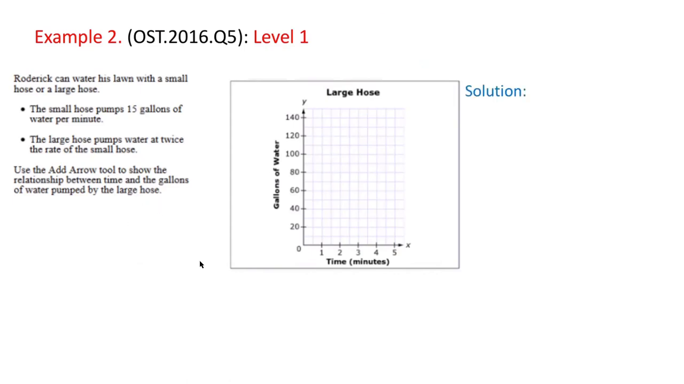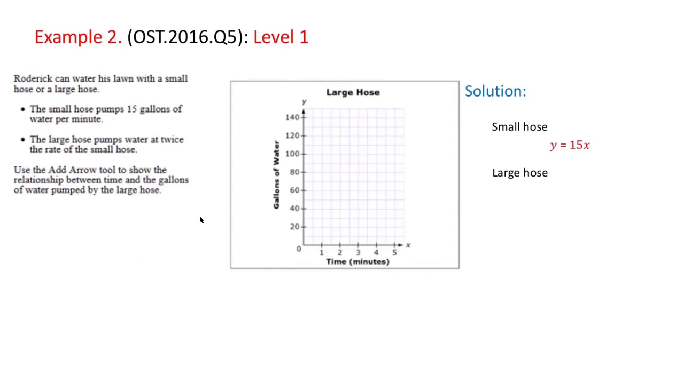hose. Okay, here's how you set it up. Small hose, what do we have? It's 15 gallons per minute. So your equation is y is equal to 15x. 1 minute, 15 gallons. 2 minutes, 30 gallons.